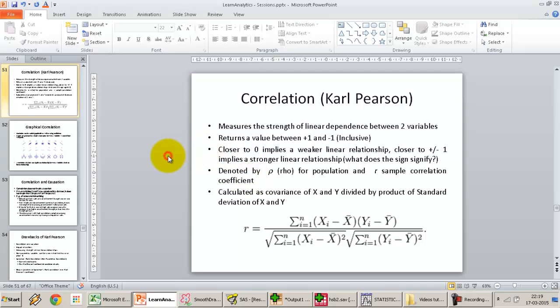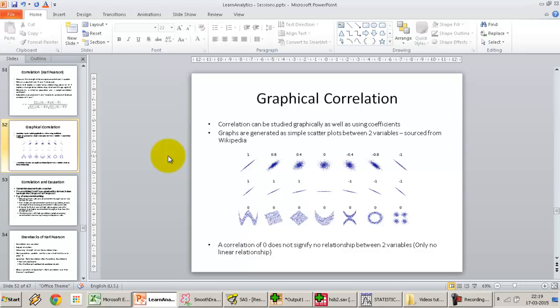So this was the basic correlation coefficient. I'm going to move on to how useful it is and where all we use correlation. So correlation can be studied graphically as well as using coefficients.